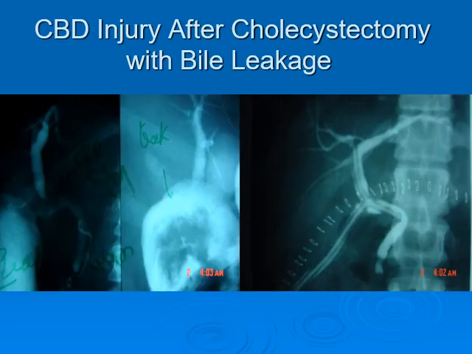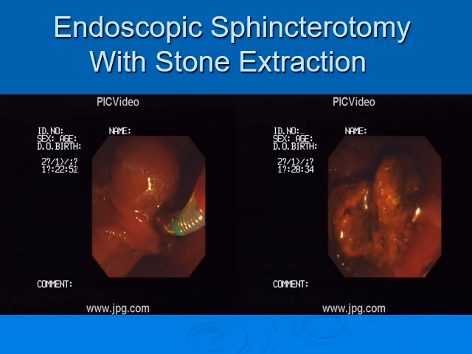And this is an example of a missed stone during surgery with a T-tube in the common bile duct. And you may have what's called biloma, and it's due to leak of bile outside the bile ducts after surgery. It should be drained, of course. This is how we extract the gallbladder stones using the endoscope and sphincterotomy.